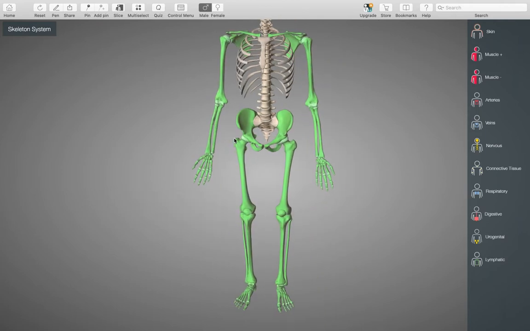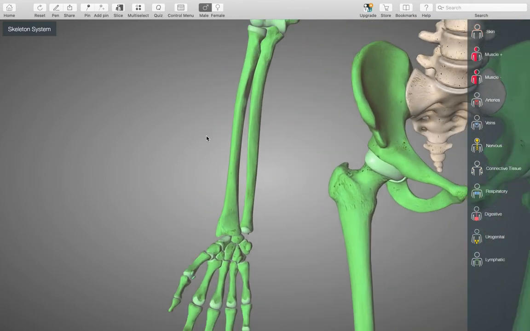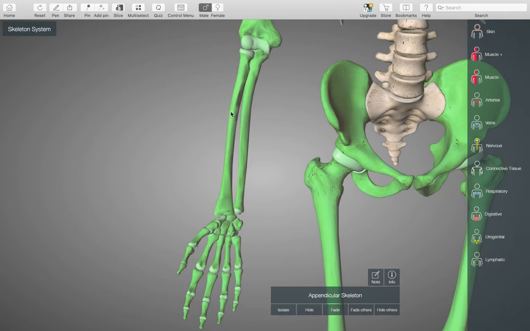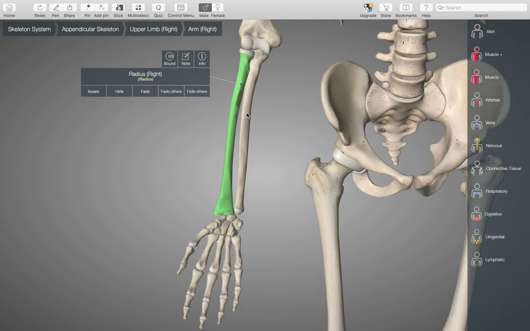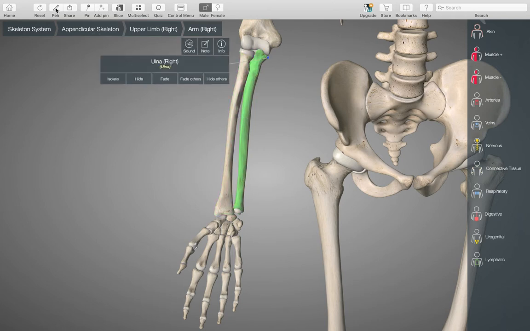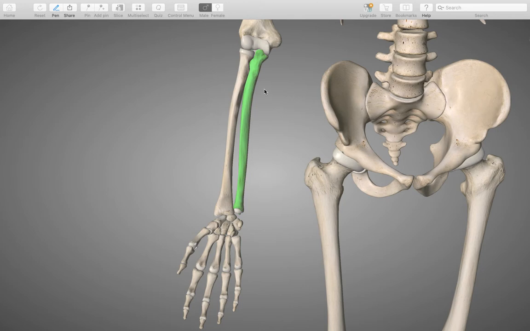Now the forearms, you have two bones in the forearms. You have a radius and you have an ulna. Okay, a radius and an ulna. One hint here that I always like to use is the word UP. Ulna is always going to be on the pinky side of the forearm.